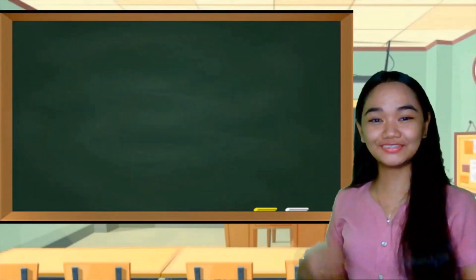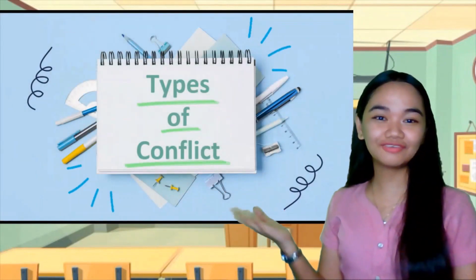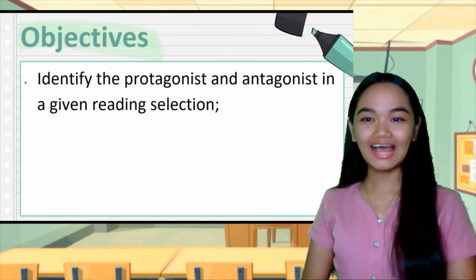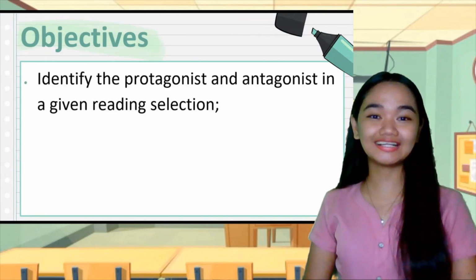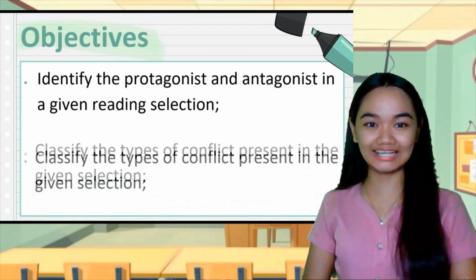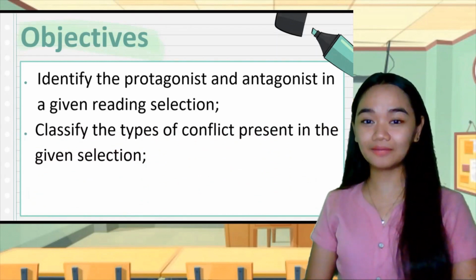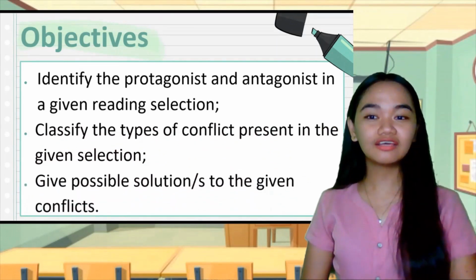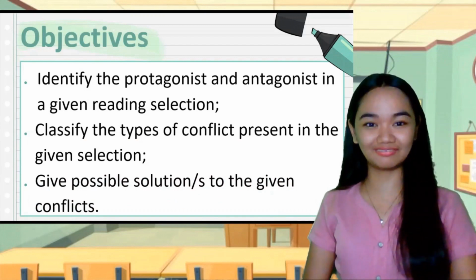Our lesson for today is Types of Conflict, and here are the objectives. First, identify the protagonist and antagonist in a given reading selection, classify the types of conflict present in a given selection, and give possible solutions to given conflict.